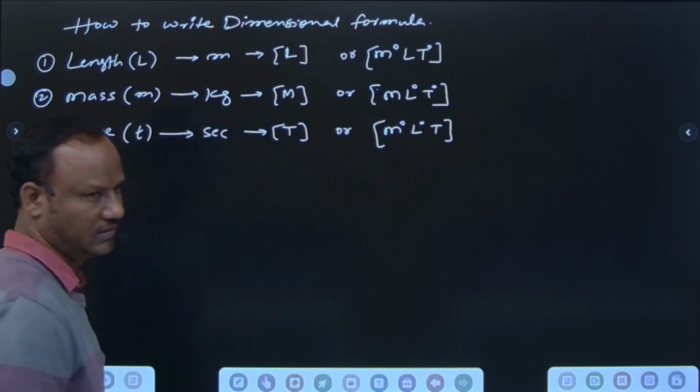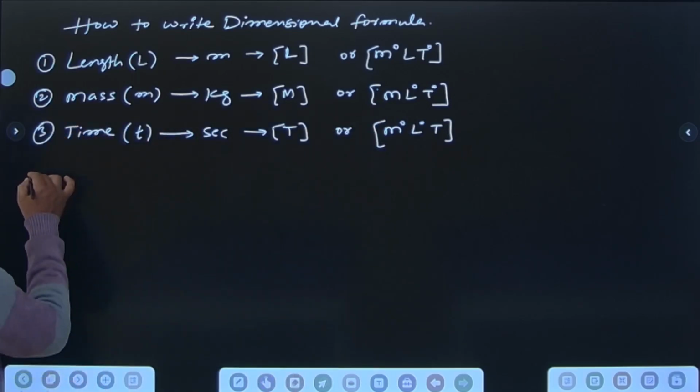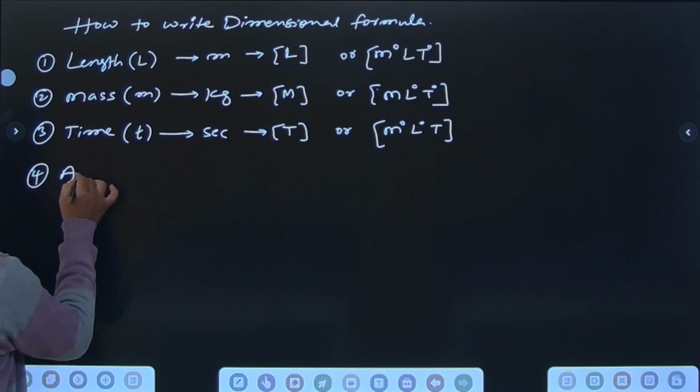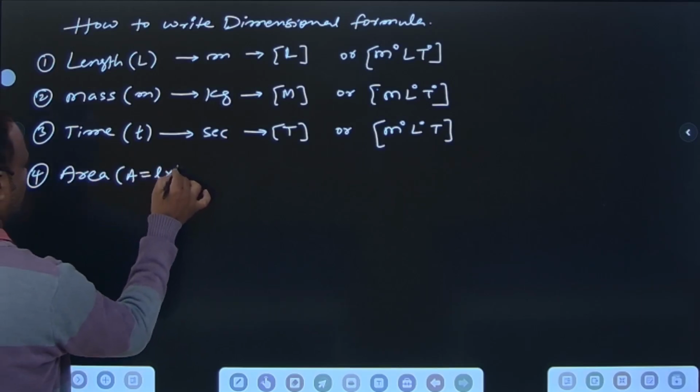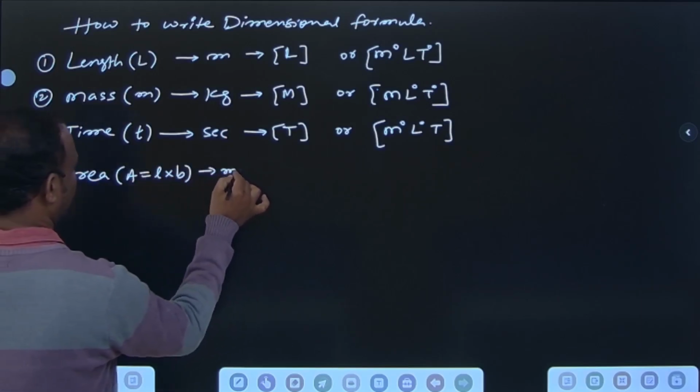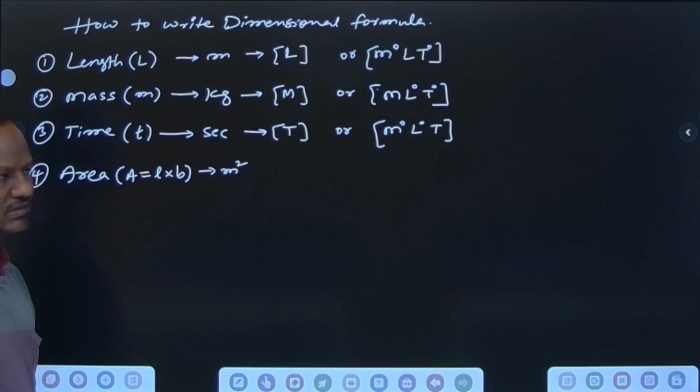The dimensional formula of time is T. Now the fourth one: what is area? Area A is equal to length into breadth. Its unit is meter square.